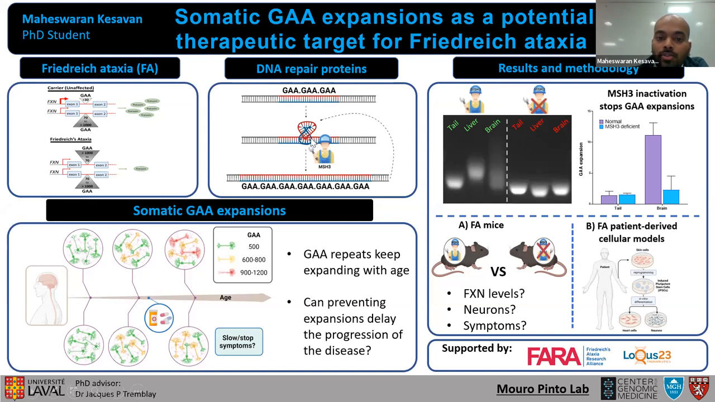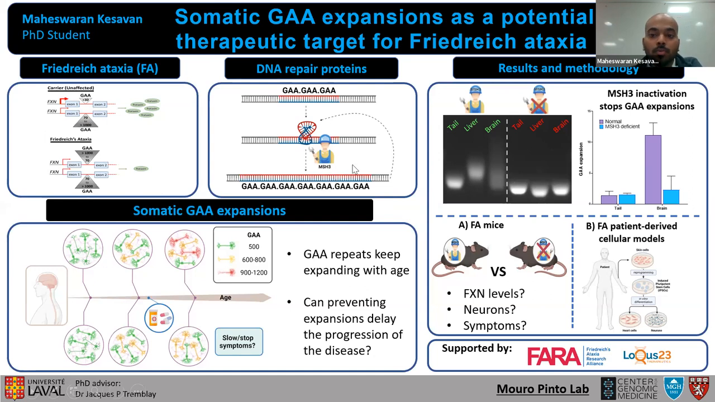Errors in resolving these structures lead to GAA expansions. These expanded GAA repeats again tend to form these structures and get expanded. This happens over and over again throughout the patient's life. There are a number of DNA repair proteins present in the cell. We are interested in a particular protein called MSH3 due to its safety profile when it comes to therapeutics.